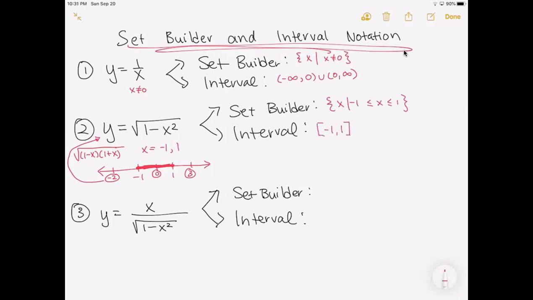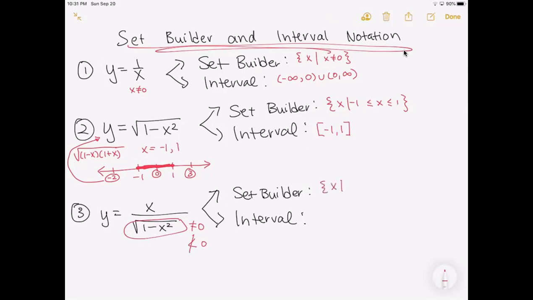Now let's look at number 3. Number 3 is a combination of 1 and 2. So we mentioned that the denominator cannot equal 0. We also mentioned that we cannot have negative values underneath the radical, right? That's not okay. So therefore, I'm going to borrow from number 2 and number 1.